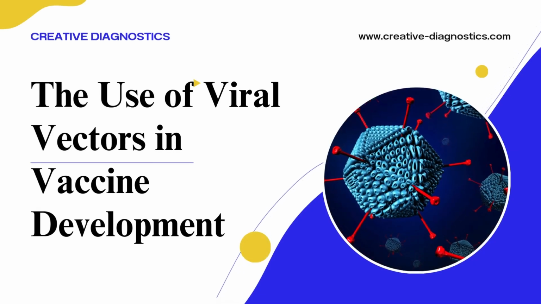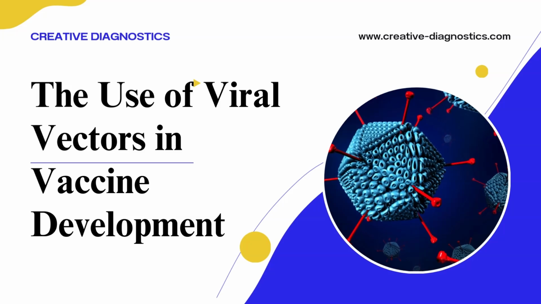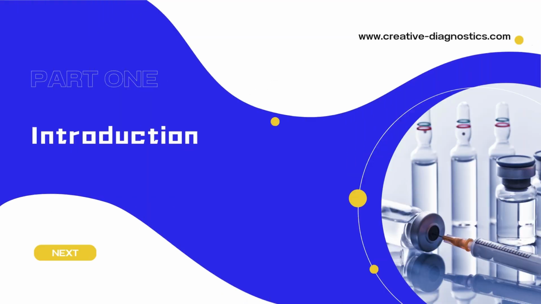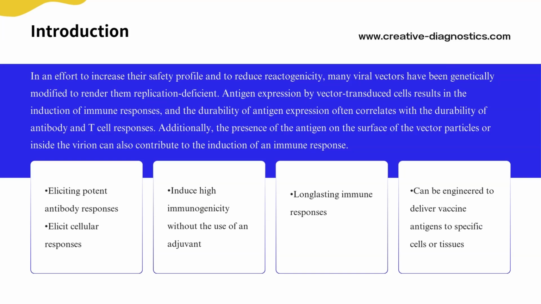In this video we are going to talk about the use of viral vectors in vaccine development. Viral vectors offer several advantages compared to traditional subunit vaccines. One key benefit is their ability to elicit not only robust antibody responses but also cellular immune responses, which are crucial for eliminating pathogen-infected cells. Additionally, viral vectors can induce high immunogenicity without requiring adjuvants, while also generating durable immune protection, in some cases achieving effectiveness with just a single dose.